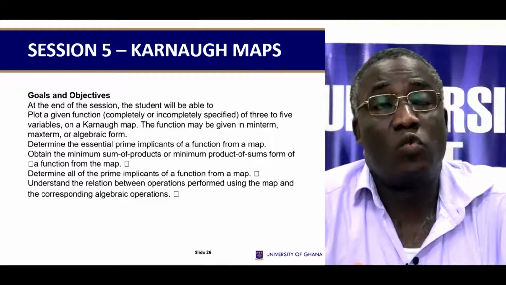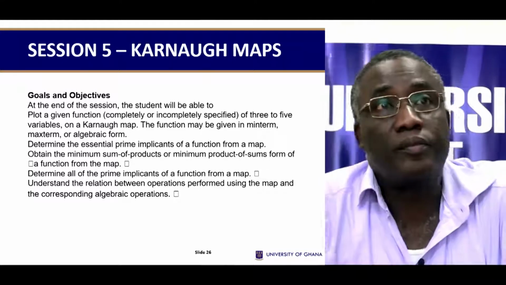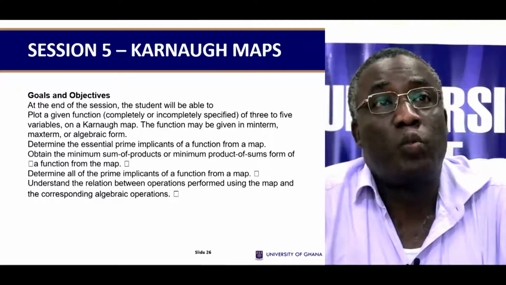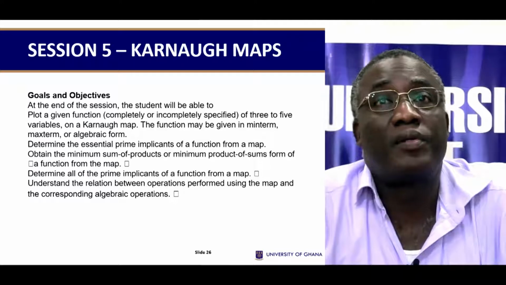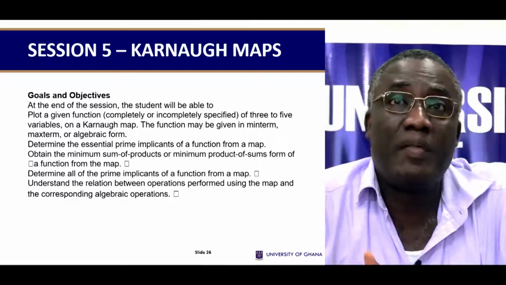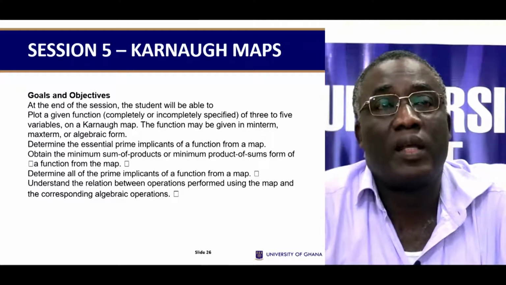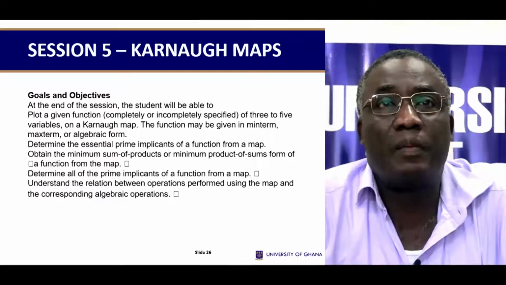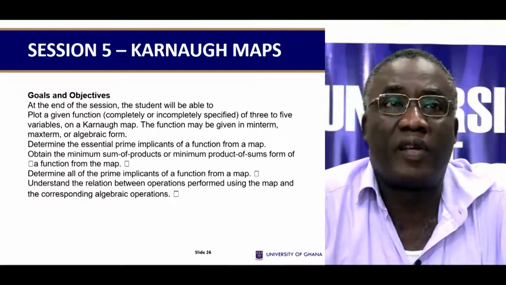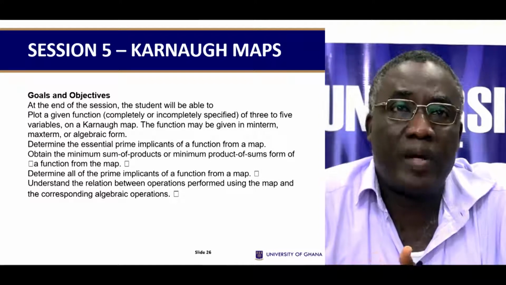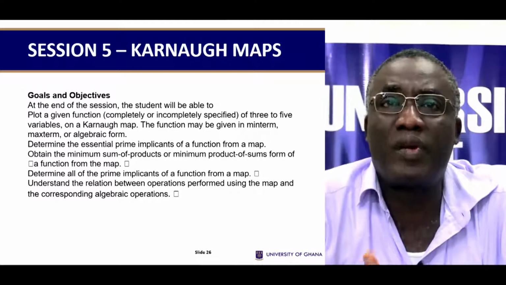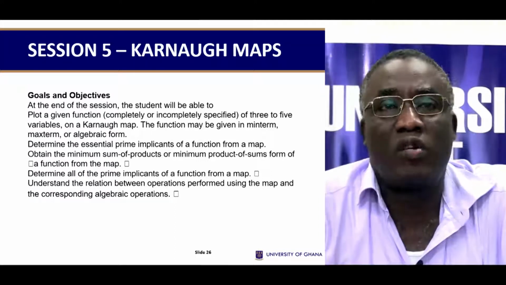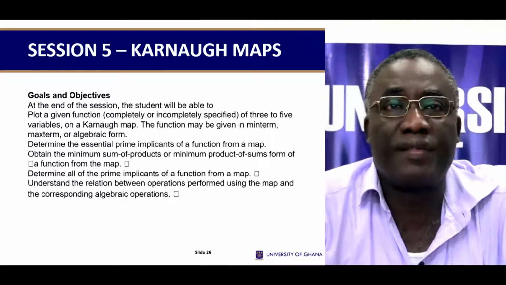Section 5 will look at Karnaugh maps. We should be able to plot a given function of 3 to 5 variables on a Karnaugh map. These functions can be either minterms or maxterms. Determine the essential prime implicants of a function. Find the prime implicants of a function from a map, and then understand the relation between operations performed using the map and the corresponding algebraic operations.